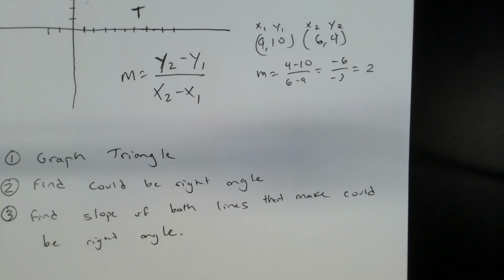So Andy mentioned you could use the Pythagorean theorem. Andy, do you agree this way is easier? With the Pythagorean theorem, you'd have to find the distance between each point and see if a squared plus b squared equals c squared.